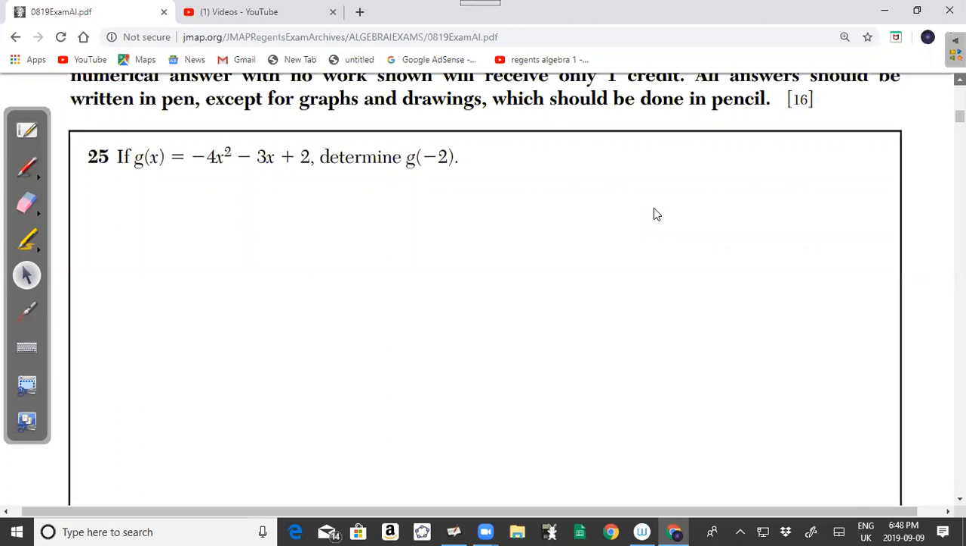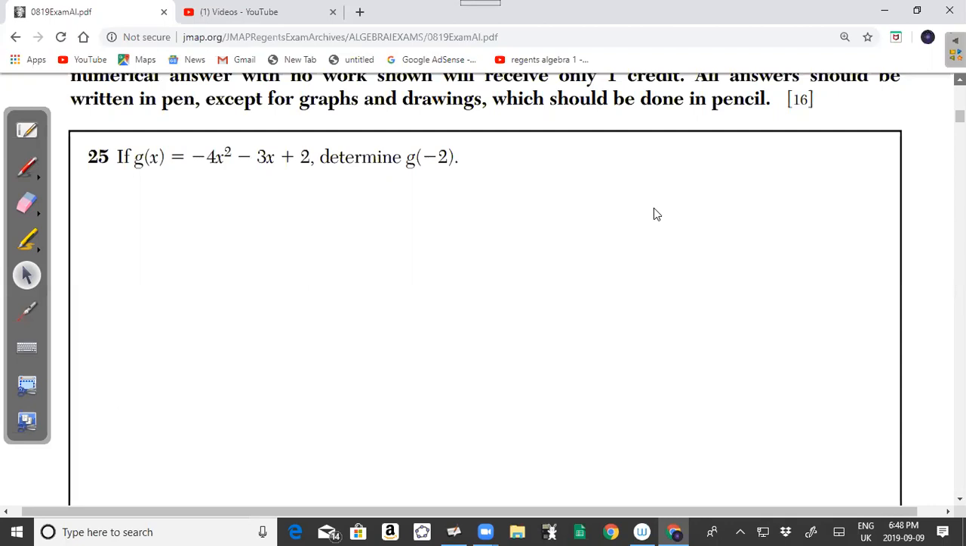In this video, we'll be looking at the New York State Regents Common Core Algebra 1, August 2019 past paper. We'll be looking at questions 25, 26, and 27. So three questions in this video, from the New York State Common Core Regents Algebra 1 past paper, August 2019.